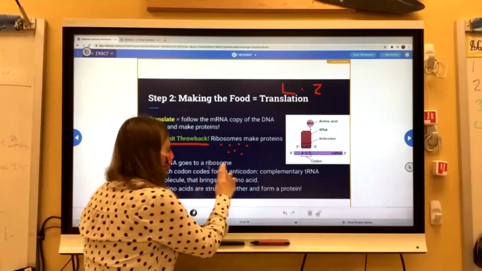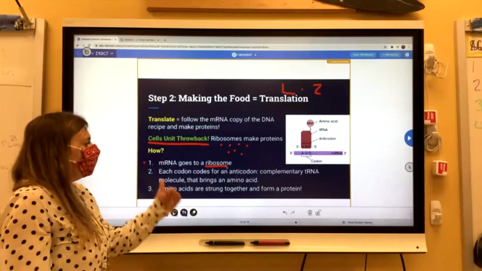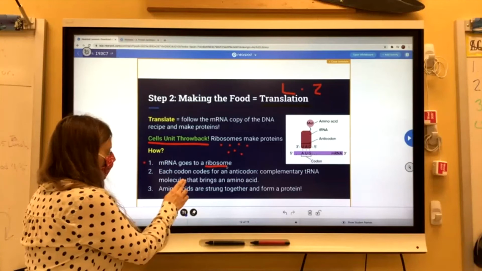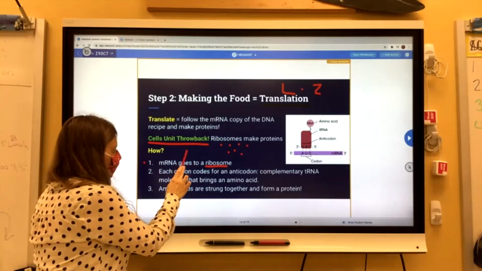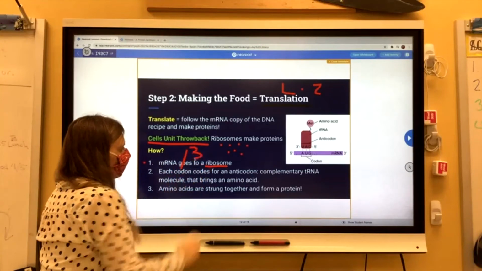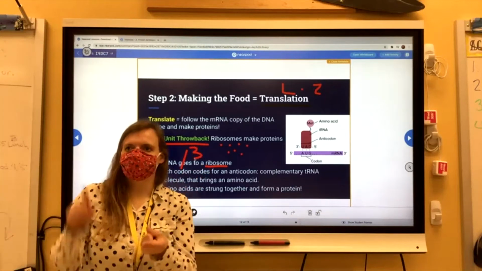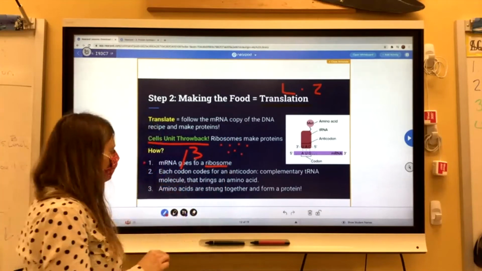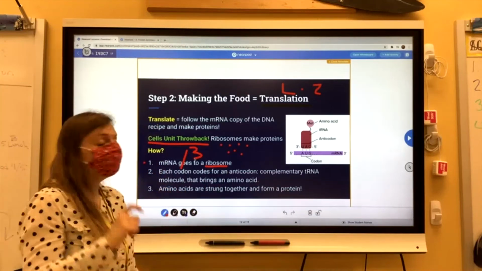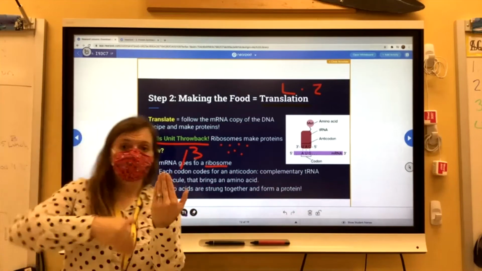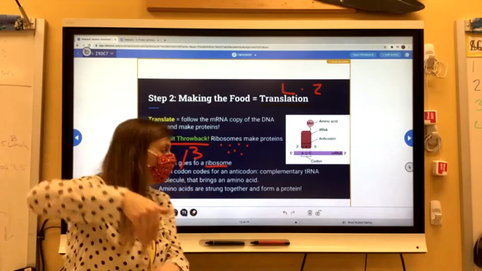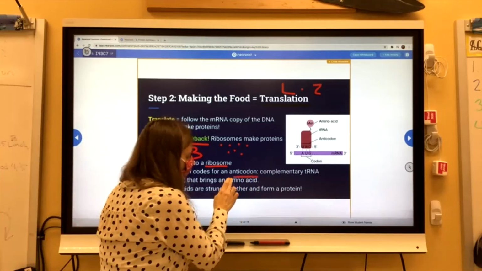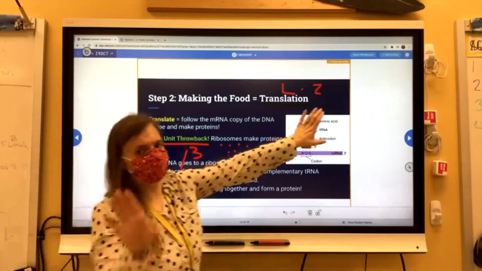All right, there it goes to the ribosome. Each codon, oh, there's that word again. Remember codon? That was the 3 bases, like C, C, G, right? 3 bases. So each codon codes for an anticodon, all right? So let's check out this graphic. I know it's really small on your screen, guys.